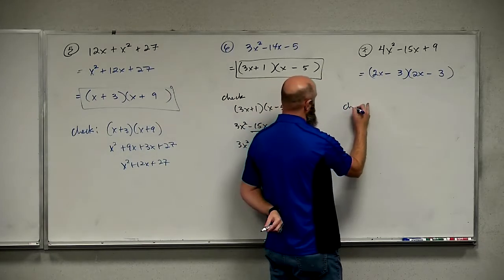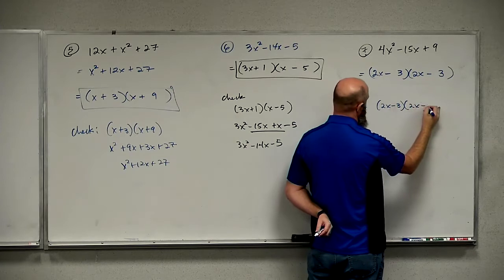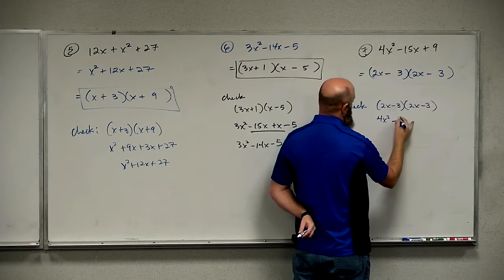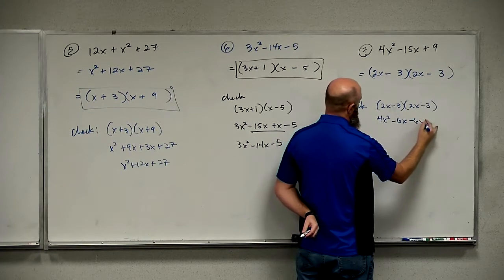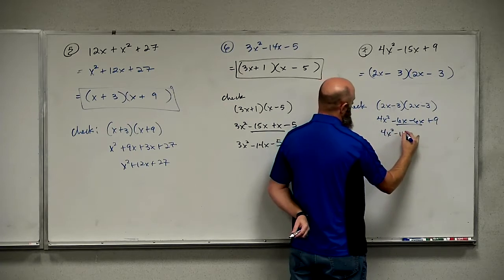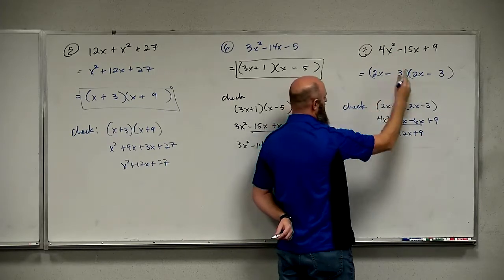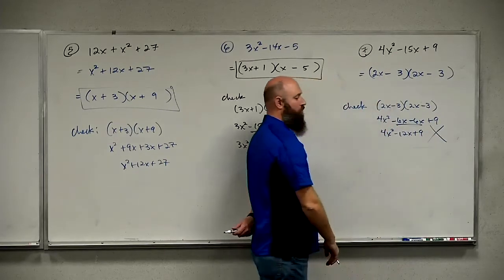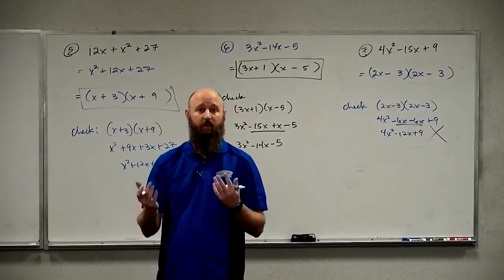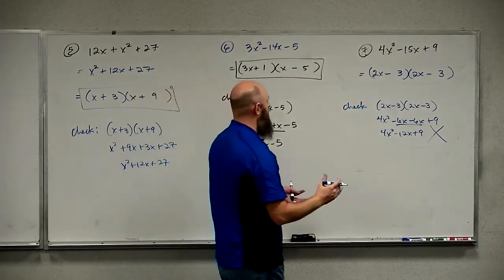All right. So check 2x minus 3 and 2x minus 3. So that gives me my 4x squared. And we get negative 6x plus 9. It's 4x squared minus 12x plus 9. Well, that's not 15. So that does not work. So we need to change something. Now, moving things doesn't change anything, right? I move the 3s, I still get 3s. I move the 2s, I still get 2s. So we have to actually change something.